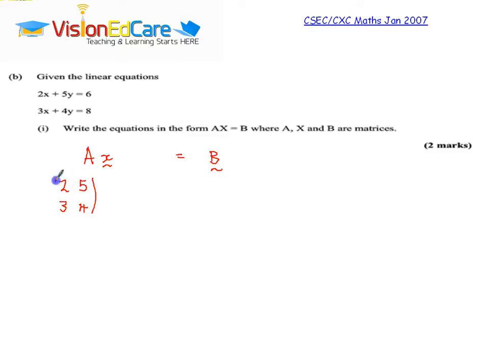Okay, so that's the 2 by 2 matrix A, and X here denotes the column matrix X, Y, and B here denotes the column matrix 6, 8. So we have written the equations in the form AX equals B. Now let us go to part C.